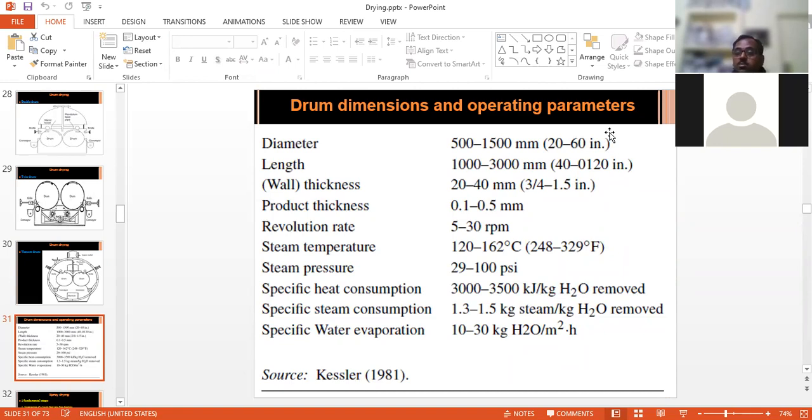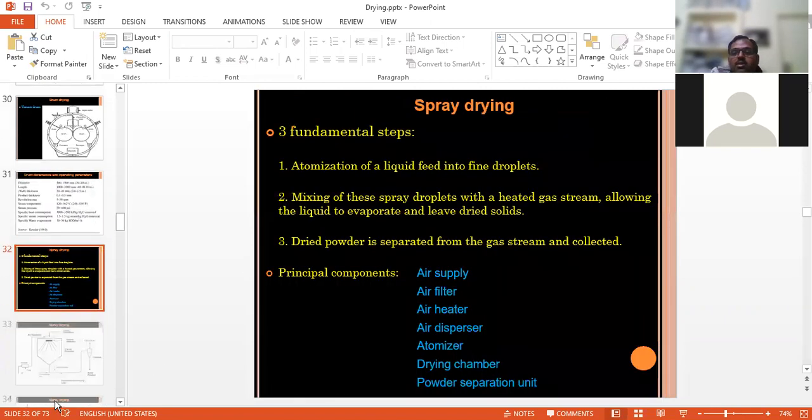Another specific consumption is 1.3 to 1.5 kg steam just for removing 1 kg of water. The specific water evaporation is 10 to 30 kg water per meter square, right? So this is actually collected from Kessler's book.